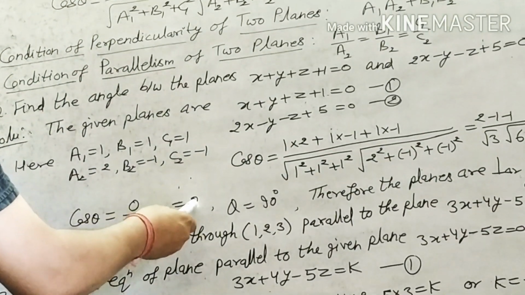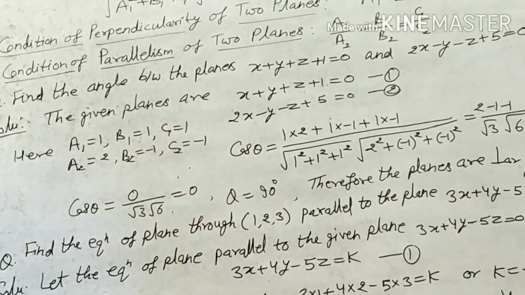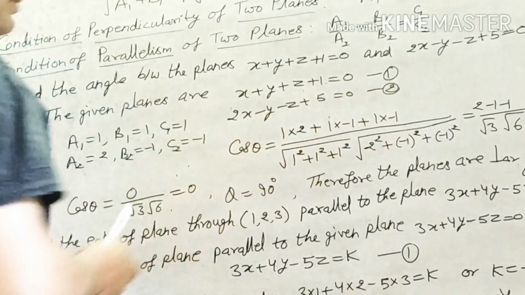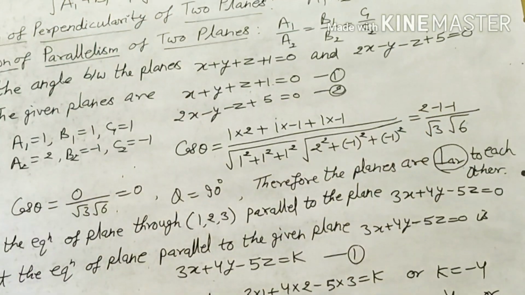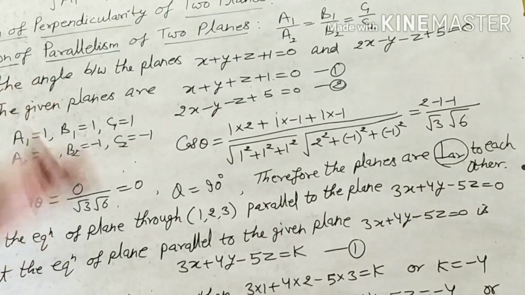Cos theta equals 0, so theta equals 90 degrees. Therefore the planes are perpendicular to each other. Both planes will be perpendicular to each other because the angle between them is 90 degrees.